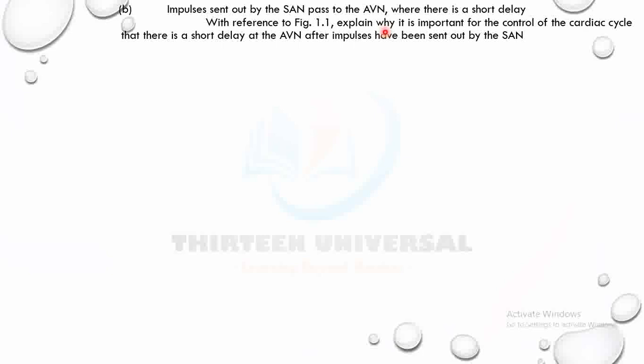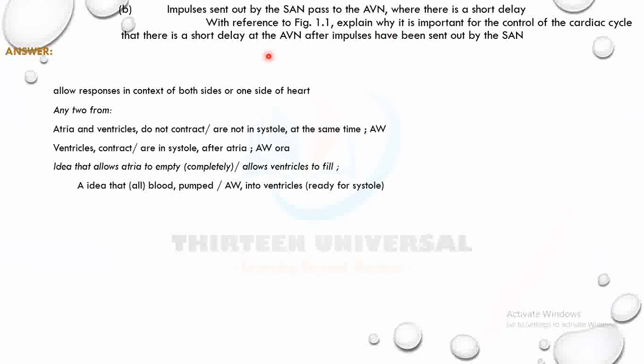Now it's very important. I wanted to explain that. Why is there a short delay? So that atria and ventricles do not contract at the same time. So that atria empty blood and ventricles fill with blood. Right? Alright, look at it. That's basic stuff there. Atria and ventricles should not contract at the same time. That is why the AVN delays the passage of electrical impulses to the ventricular wall. Alright, so that's one mark.